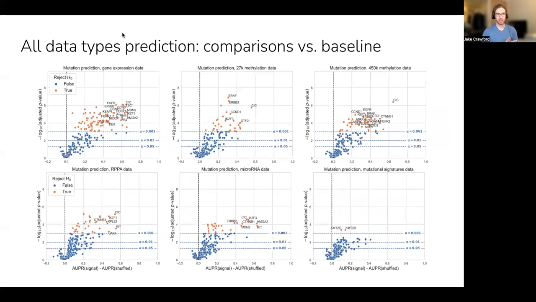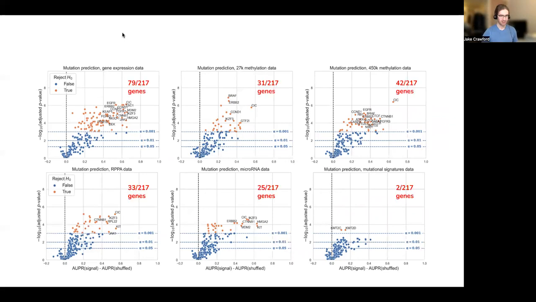We can do the same thing. We can do the same kind of volcano plots, and we can just count the points that are up and to the right. For gene expression, we see about 80 genes. 27K and 450K methylation, not quite as well. RPPA is comparable to the methylation data types. MicroRNA slightly less, and mutational signatures is not particularly effective for this particular prediction problem.